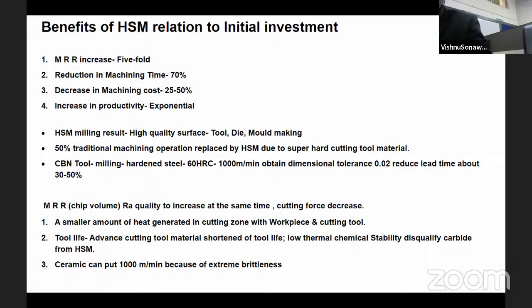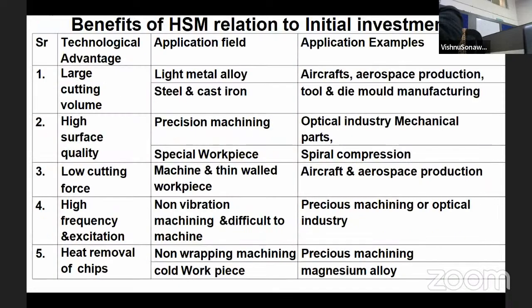Here, when the material removal rate increases, the surface quality also increases, and the roughness and finishing will improve at the same time, and the cutting force will decrease drastically. But in high-speed machining, only a small amount of heat is generated in the cutting zone with the workpiece, which benefits the cutting tool life. But in ceramic, we can put 1000 meters per minute because of the extreme brittleness.